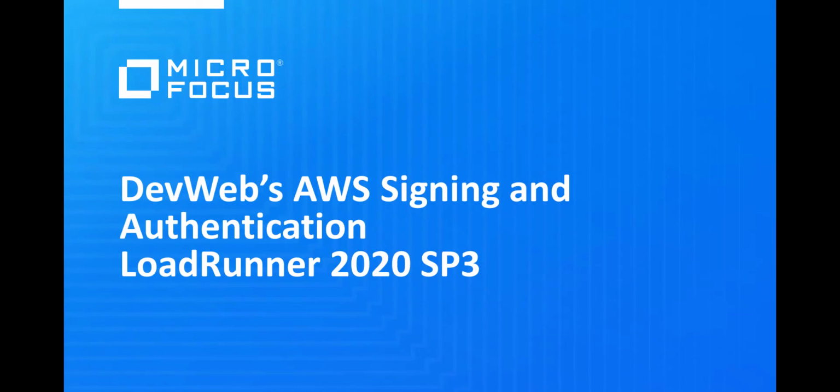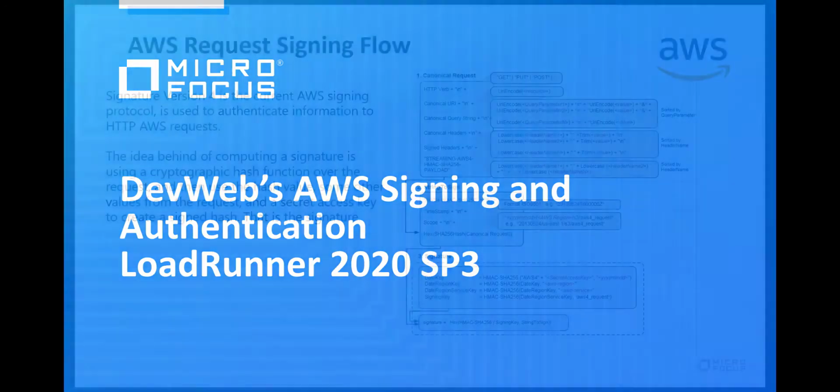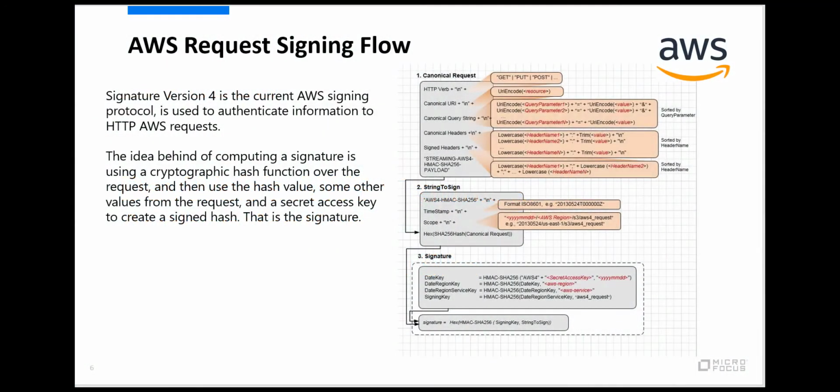Hi! Available from the 2020 SP3 release, the DevWeb engine now supports automatic signing of web requests with AWS Signature version 4 for applications using AWS services. When you send HTTP requests to an AWS service, they need to be signed so that the service can identify who sent the request. Currently, AWS Signature version 4 is the latest supported signature version.